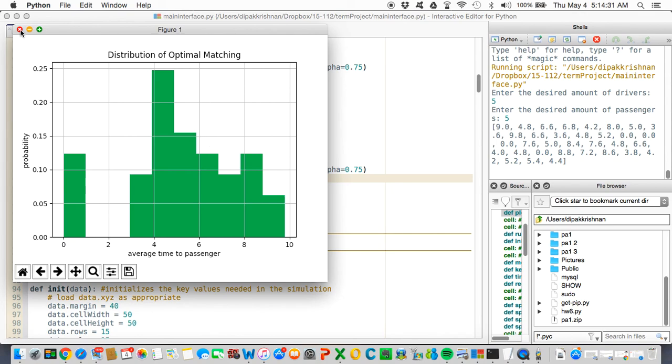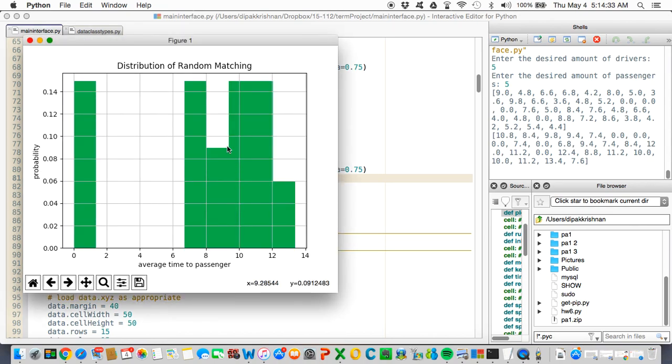Let's check out the random matching graph. The random matching graph here, taking account of outliers, is on the other side of things, and most of its values are between the bin of 10 to 12. This tells you that optimal mode has a lower wait time for passengers and is more consistent in terms of getting to passengers in a shorter period of time. On the other hand, random has a higher wait time for passengers in comparison to the optimal mode, as we expect when you compare optimal mode to random mode.